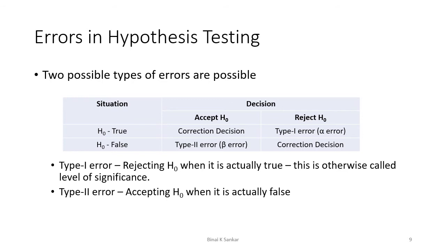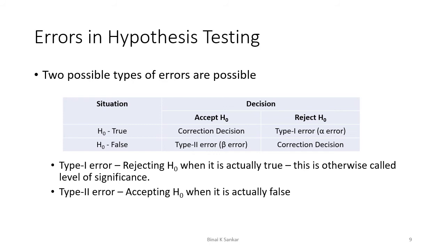But there could be a situation where the null hypothesis is true, but you decide to reject it because your test values were less than p 0.05. Now that is an error. The null hypothesis is actually true, and you decided to reject it because you got a p-value of less than 0.05. This error is called a type 1 error, or an alpha error. And this is exactly what we discussed in the previous slide as level of significance.